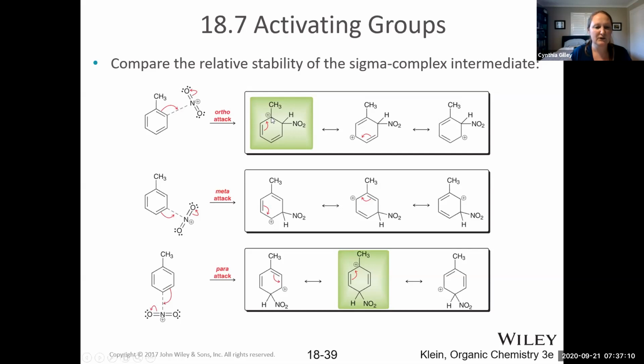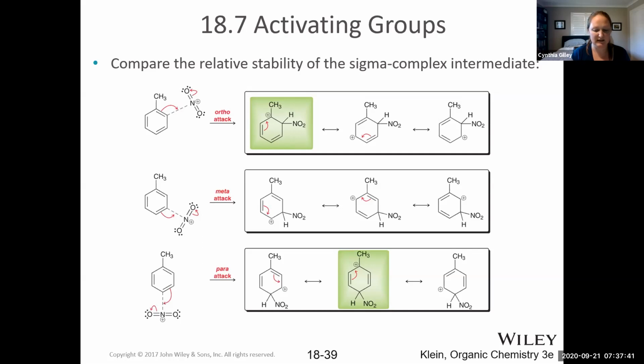It's on a tertiary carbon. If you look at the meta attack, the carbocation ends up in all 3 cases on secondary carbons. Here it's secondary, secondary, tertiary for ortho, secondary, secondary, tertiary for para, and the meta attack is secondary, secondary, secondary. So the intermediate is much more stable from ortho and para attack. If the intermediate is more stable, those intermediates form faster, right?